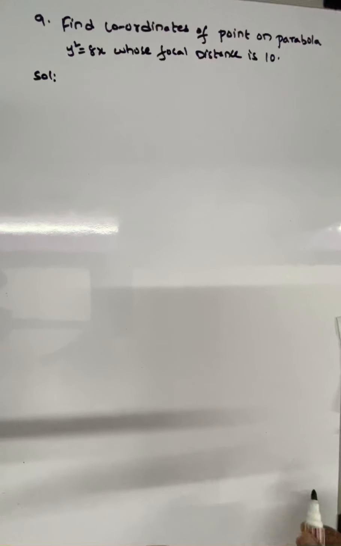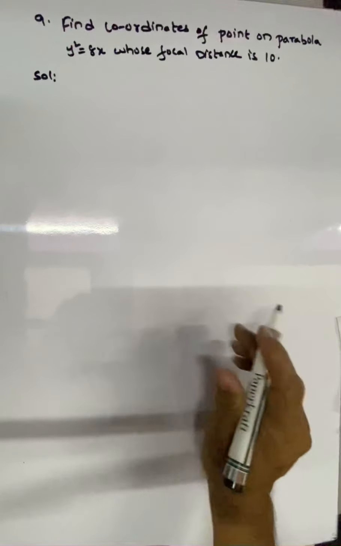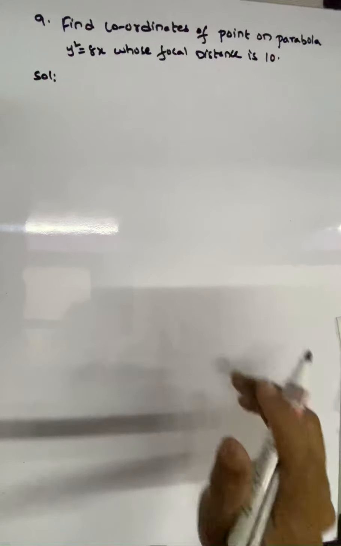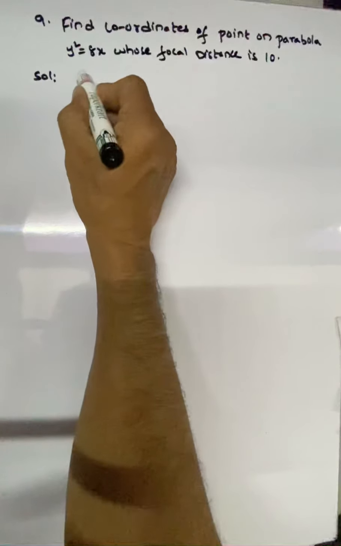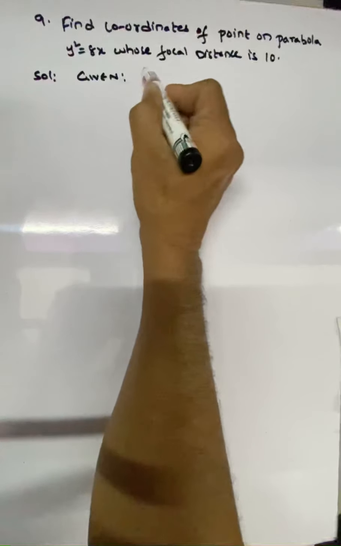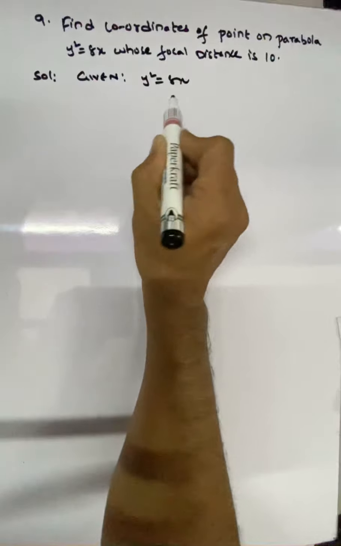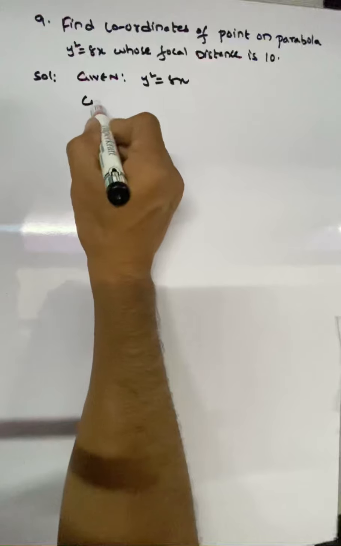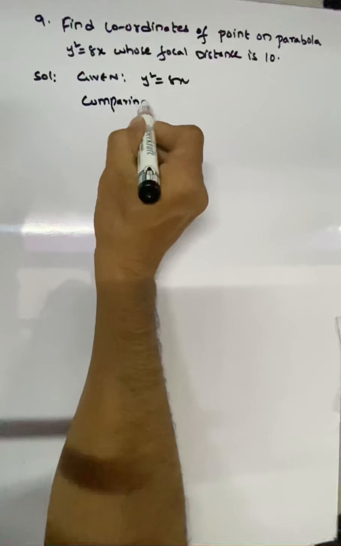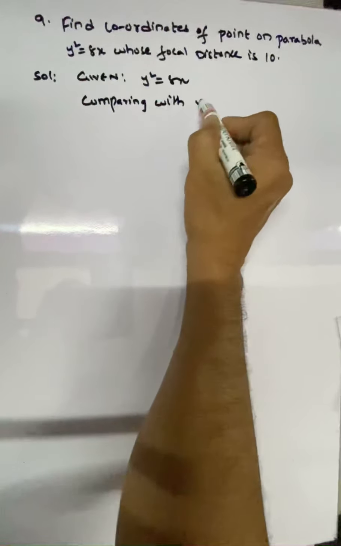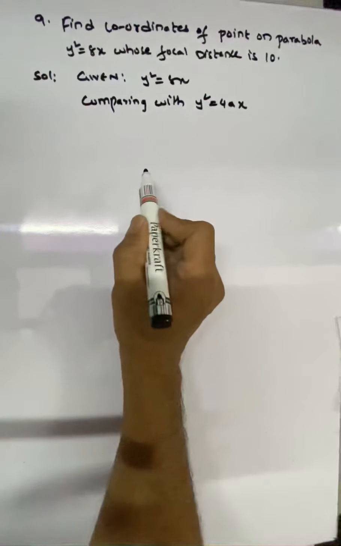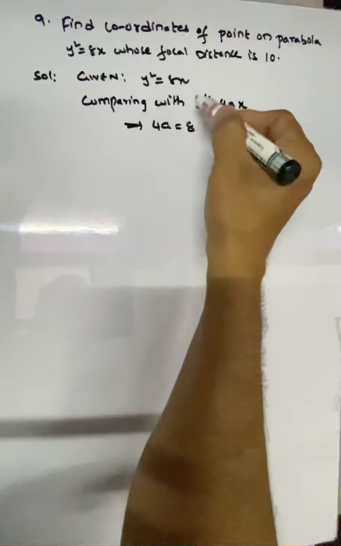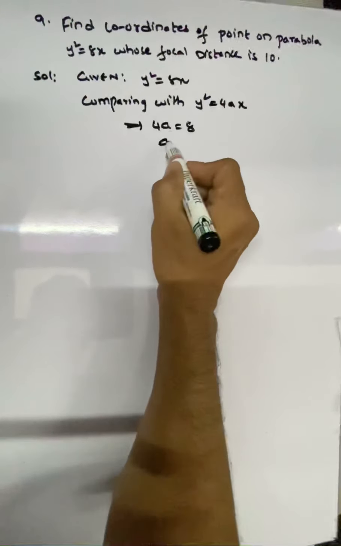Find the coordinates of points on the parabola y square equal to 8x whose focal distance is 10. In the formula list that I have given to you, when focal distance is given, first write the given parabola, y square equals 8x. Whenever any parabola is given to you, you have to compare it with the equation y square equals 4ax. This implies 4a is equal to the coefficient of x. Here y square cancelled, x cancelled, 4a is 8. So a is equal to 2.